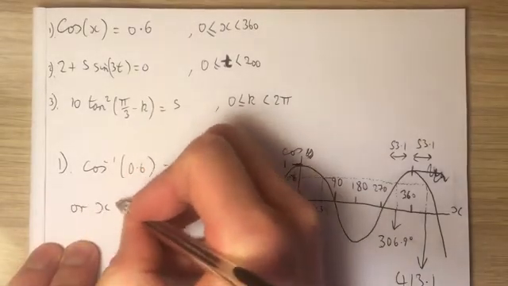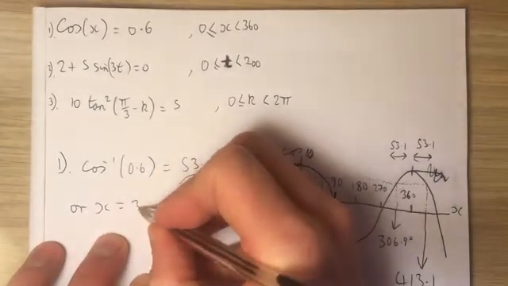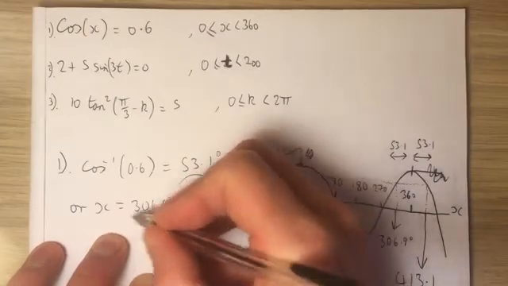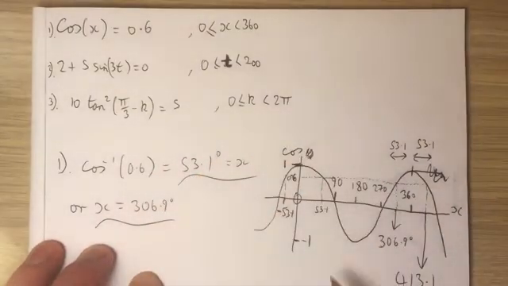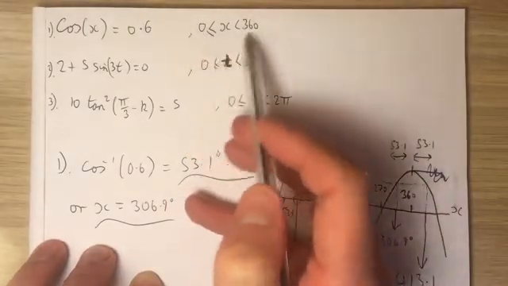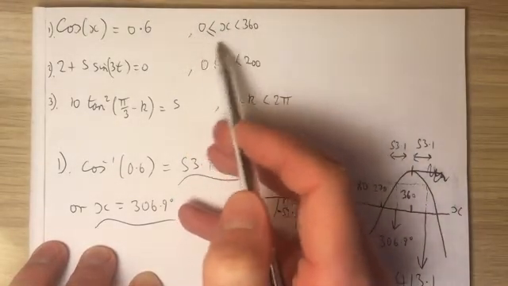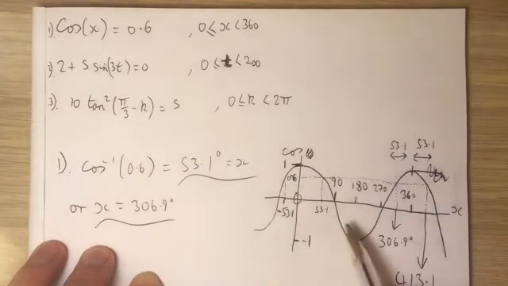The other points are for x could be 306.9 degrees. Or it could be this, or it could be this, but it gave us that range there. So the only answers that fall within the range it asked us about are the original one and this one here.